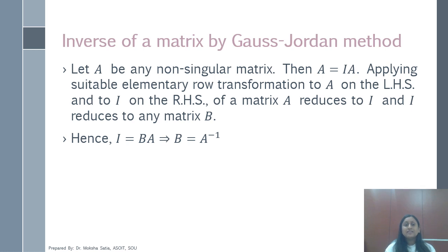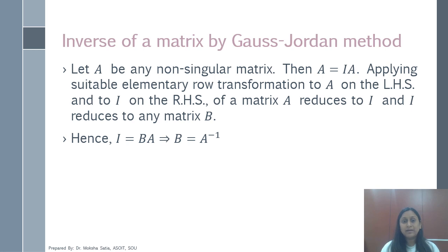Now, next is the inverse of a matrix. Here, we'll find the inverse of a matrix using the Gauss-Jordan method. So for that, we need to take a matrix A, any non-zero matrix. Now we know if we multiply any matrix with the identity matrix, we'll have that matrix again. So using that, we'll have A equals IA. Using this, we'll find the inverse of the matrix.